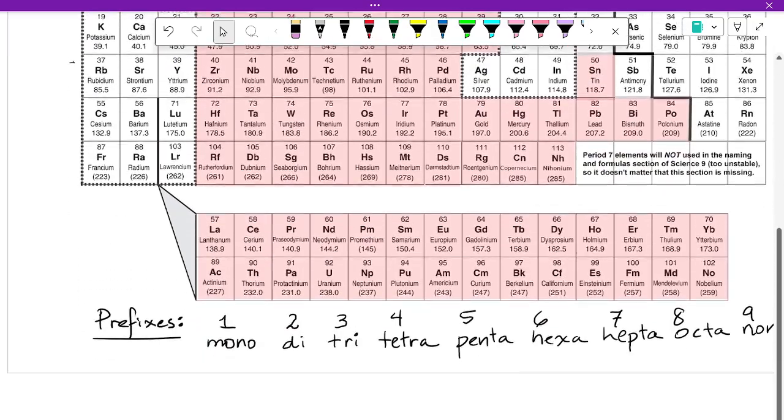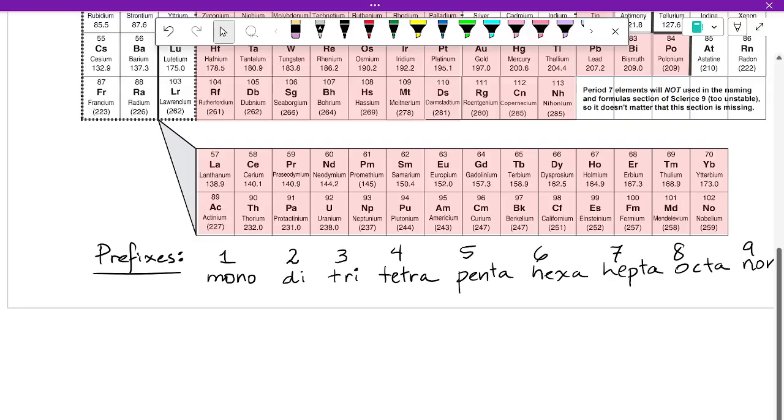And I would say that for Thursday, we're going to have a quiz on the prefixes, but you can write it as many times as you want to. And literally, it's going to say 1, 2, 3, 4, 5, 6, 7, 8, 9, 10. And you will need to write, beside the 1, mono. Beside the 2, di. 3, tri. 4, tetra. 5, penta. 6, hexa. 7, hepta. 8, octa. 9, nona. And 10, deca.